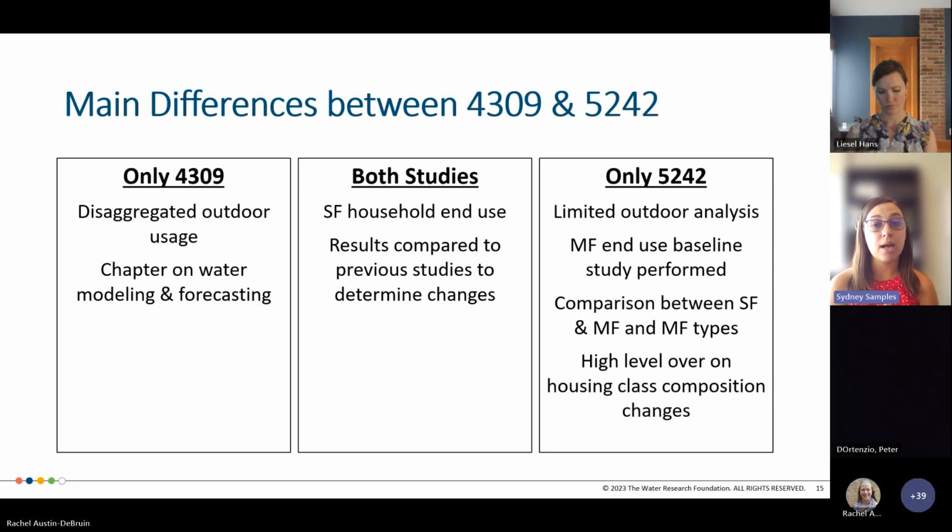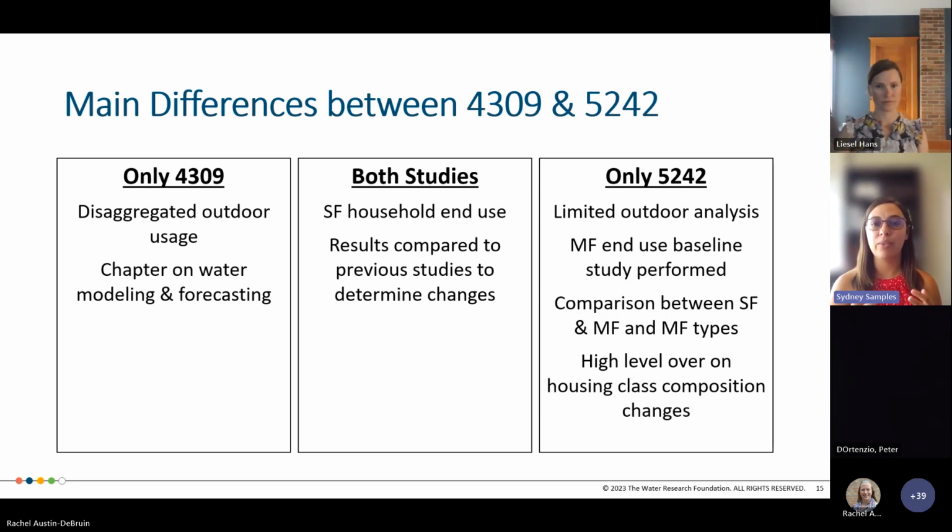So this version is not going to have disaggregated outdoor usage. So we're not going to be looking at the theoretical irrigation requirement, end use in total. It's going to be a very, very small component, limited outdoor analysis, mostly to gather total outdoor usage, because we want to spend our resources in a different area. And the chapters specifically on modeling and forecasting are going to be either much smaller or not a part of it. That's just not the emphasis on this one, because as I was saying, we really want to add multiple layers of multifamily household data.